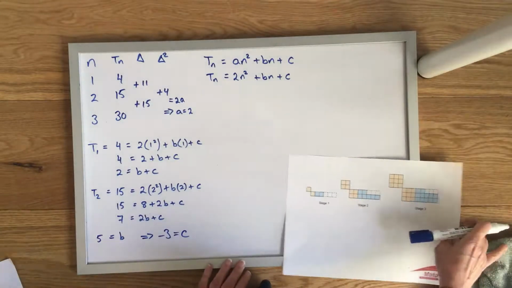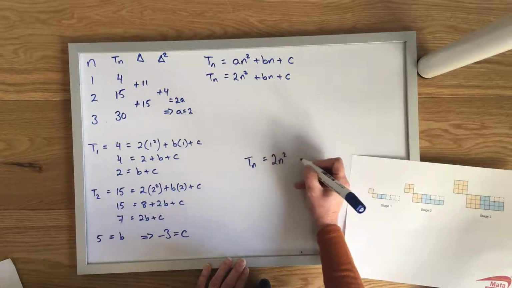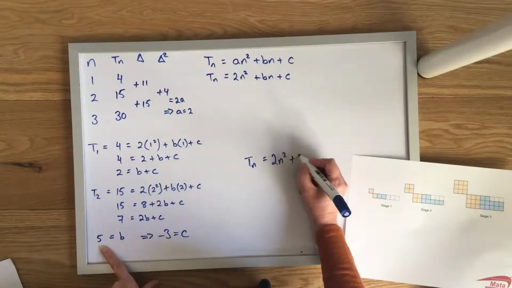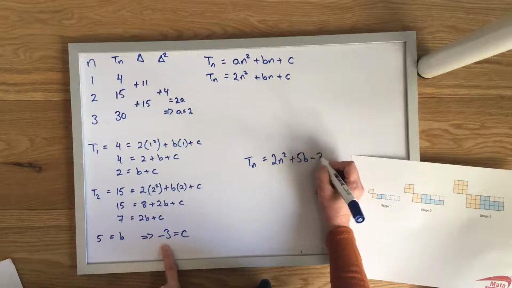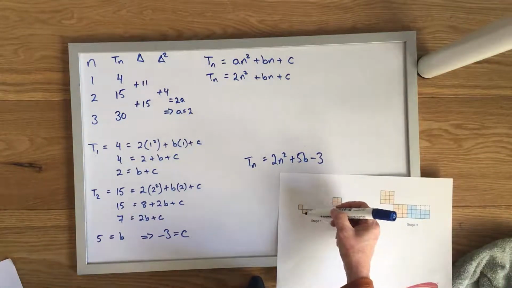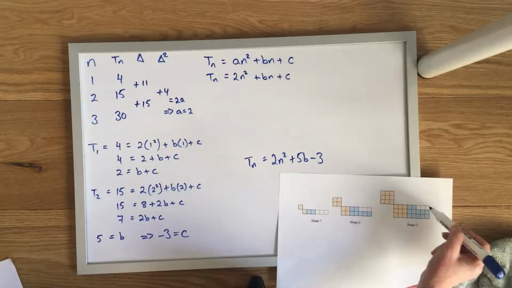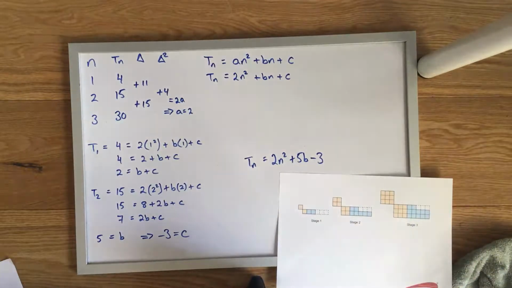So our general term, Tn, is 2n squared plus 5n, take away 3. Our 2 squares plus our 5 times our n, take away the 3 each time.